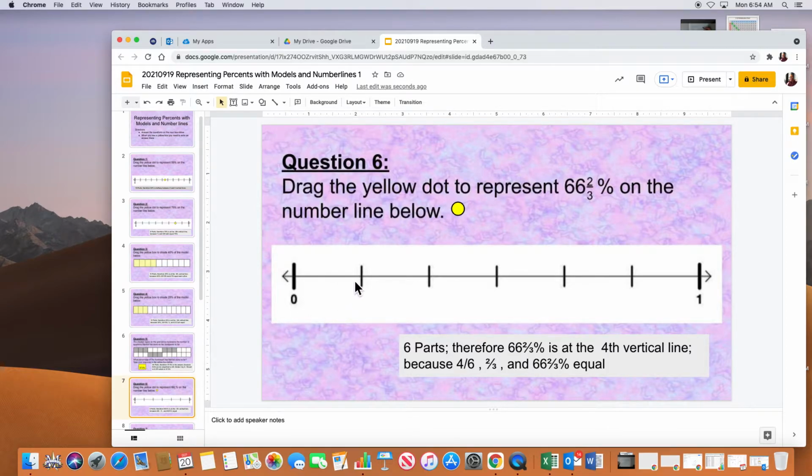6 parts. 1, 2, 3, 4, 5, 6. And we want it to be 66 2/3. Well, this is a magic number. This number here, we should remember always that it's 2/3. Well, what number over 6 is equal to 2/3? To go from 3 to 6, we multiply by 2. So multiply the top. That means 4. So we just go ahead and put it right here.